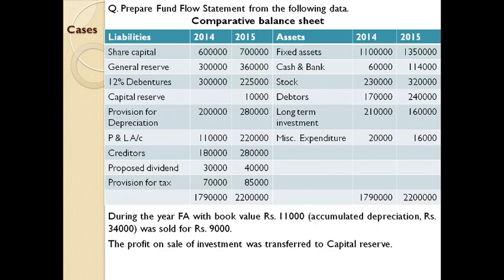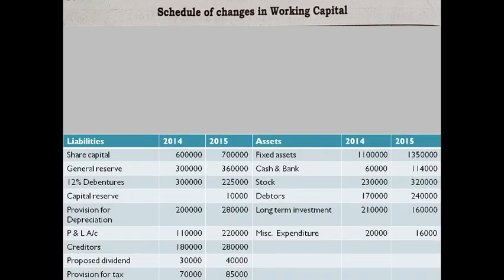Next one, profit on sale of investment was transferred to capital reserve. And you know how to deal with that case. Next one, debentures were redeemed at a premium of 10%. That's a new adjustment. So let us prepare a schedule of changes in working capital. We all know the pattern or steps that have to be followed. Let us begin with the details given in the question.